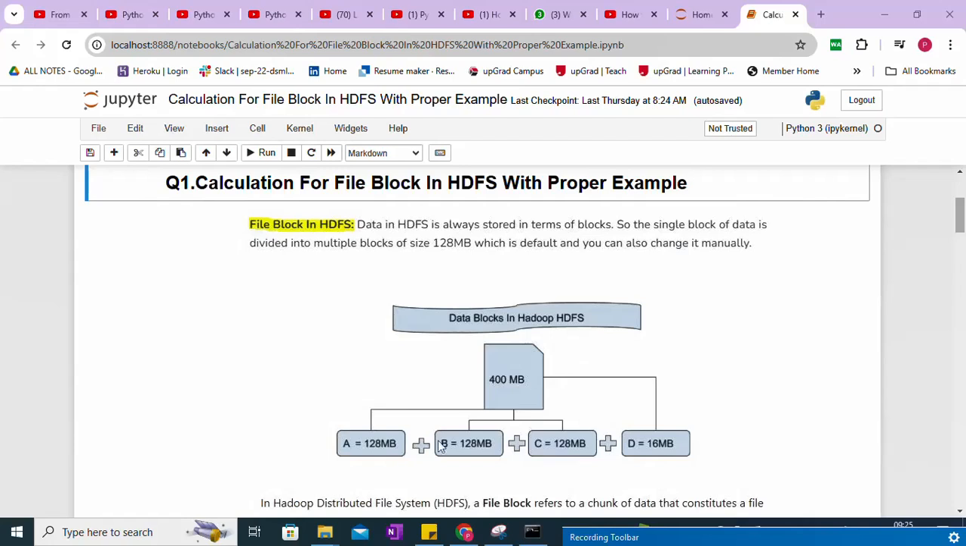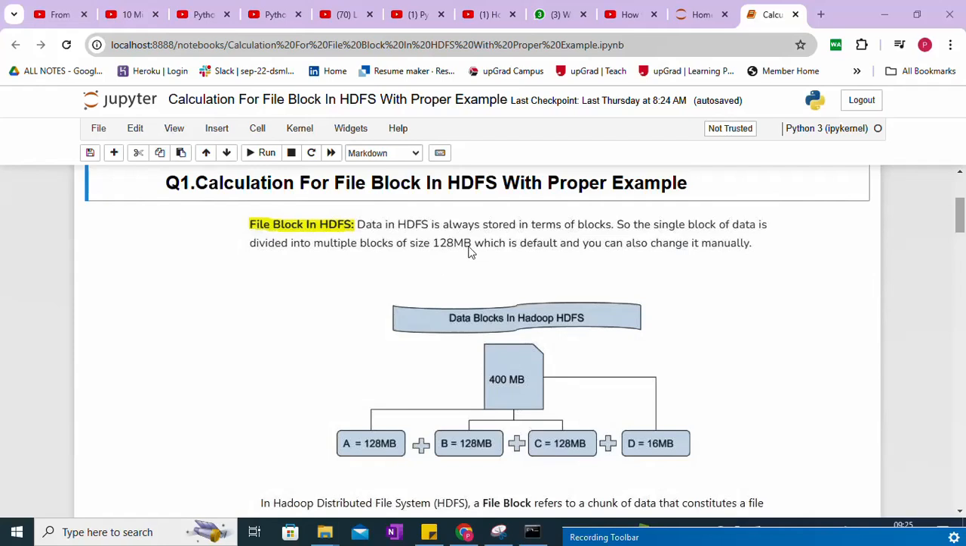Meaning a total of 3 blocks which will contain 128 MB data, and another block which contains only 16 MB data. So 128 plus 128 plus 128 plus 16 is equal to 400. Okay, clear guys? Any doubts so far?